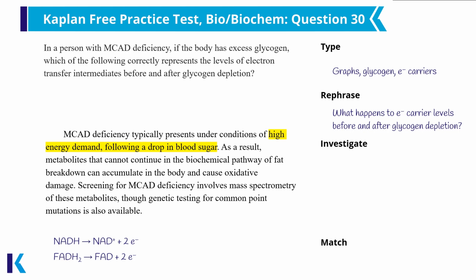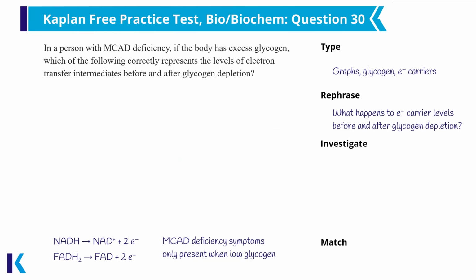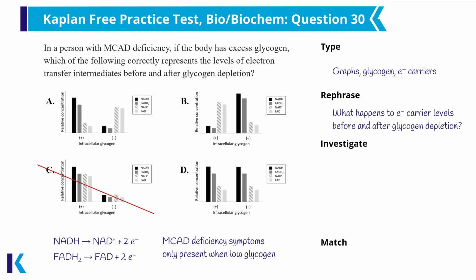Relating that back to the question, I know that glycogen is a stored form of glucose, and that the body prefers to use glucose for energy before anything else. So when I'm energy low and I've used up all of my glycogen stores, I would feel the effects of MCAT deficiency since I'm not able to break down fats for energy. Regardless of MCAT though, when glycogen is in excess, it means that the energy levels of the body is high.